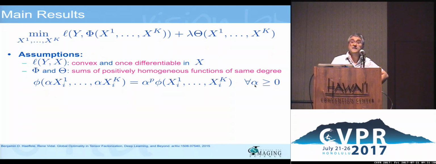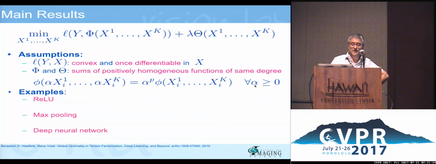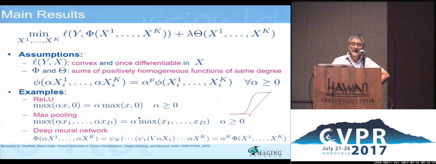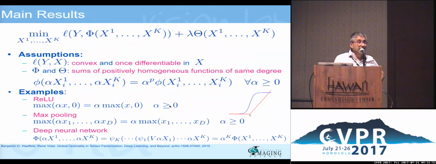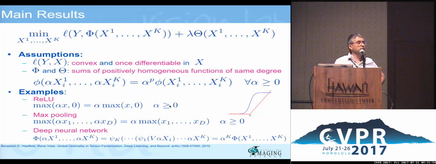What does that mean? Is it actually satisfied by the neural networks that we're currently using? So let's go through a few examples. Let me take the rectified linear unit. The definition of the rectified linear unit is the maximum between the input and 0. If it is negative, it's set to 0. If it is positive, it stays the same. What if I scale that by alpha, right? Then the maximum will be scaled by alpha, provided that the alpha is non-negative. So a rectified linear unit has this property of homogeneity.